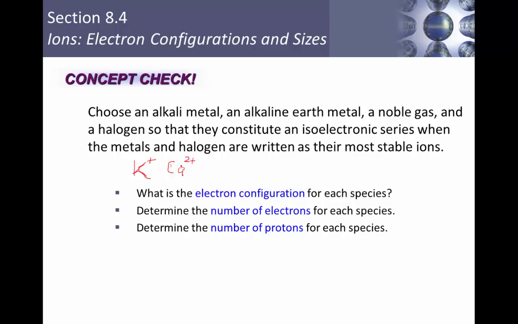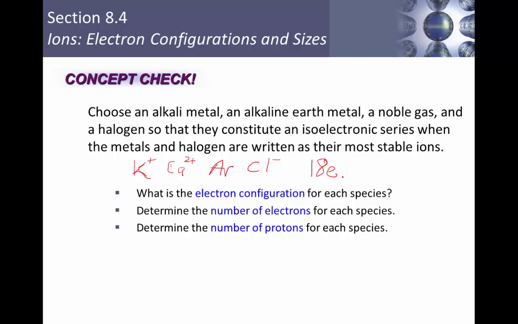Now I'm writing them as their ions because they're all supposed to have the same number of electrons. Then our noble gas would be argon, not an ion, of course. And then our halogen would be chlorine. So there we've got a series of ions that all have the same number of electrons and a neutral atom. How many electrons? Looks like it would be 18. 18 electrons.